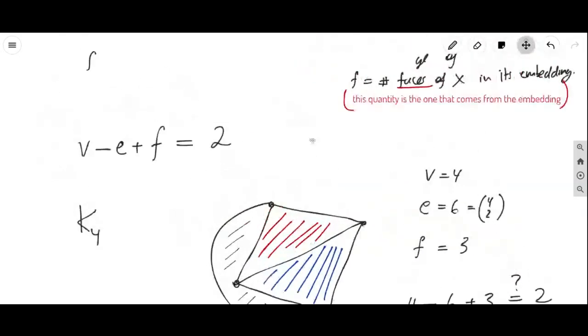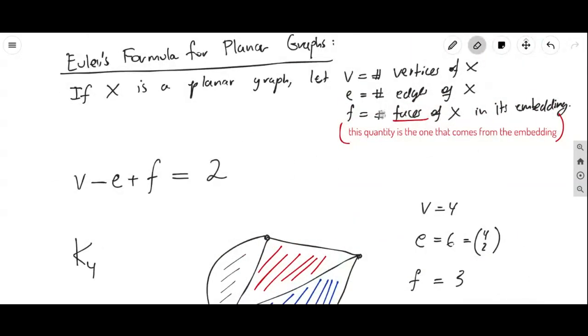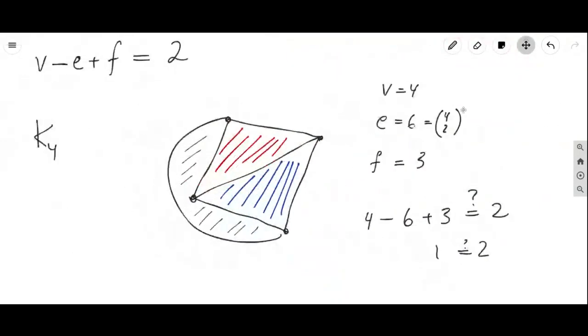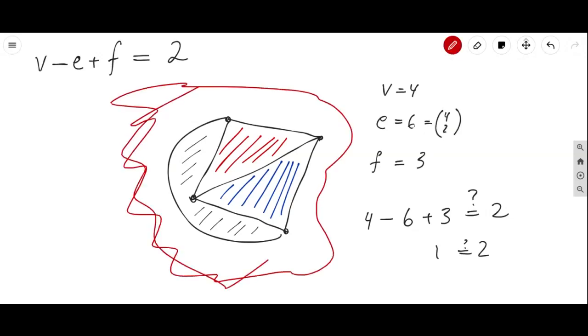Well, everything is correct. This formula is correct. The statement is correct. So what actually went wrong? There is something very surprising, that this is not what you would think. There is an extra face that is not being included. It's the face on the outside. You can call this the outside face.